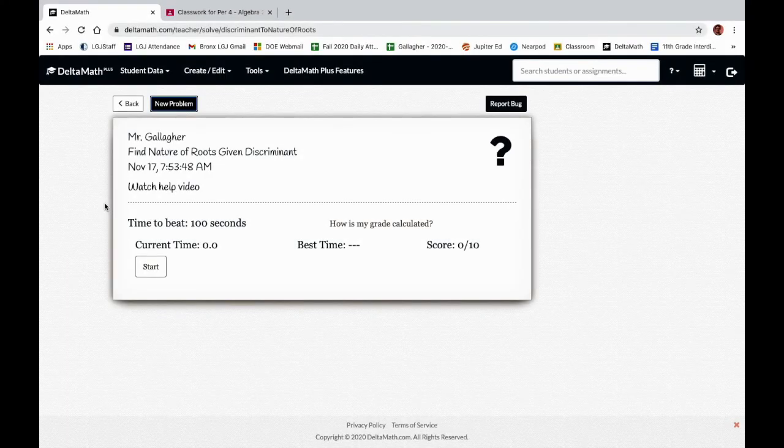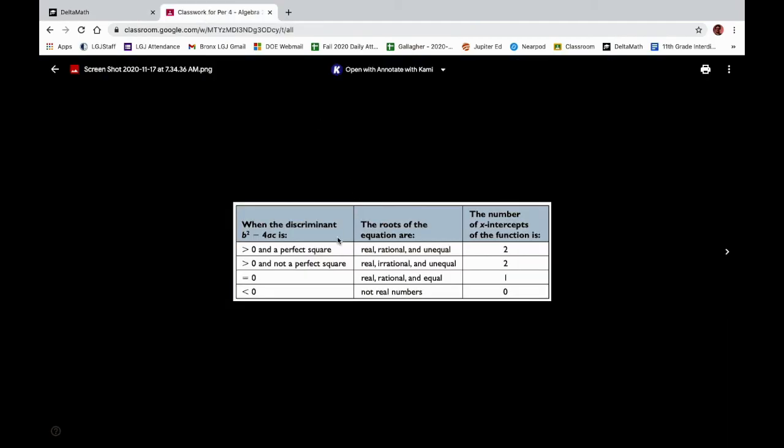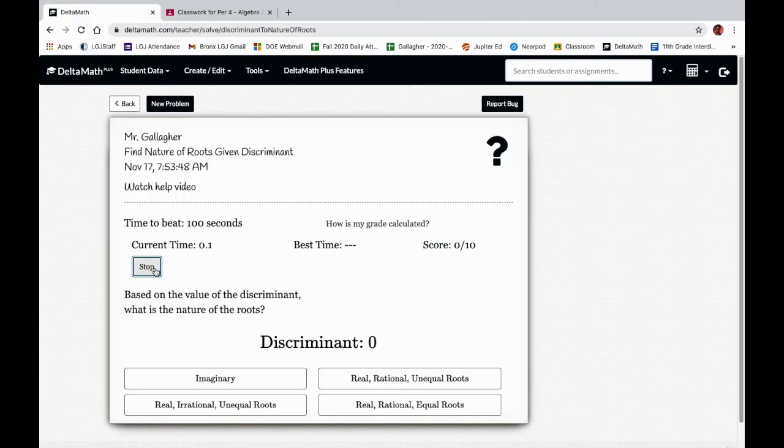So here we have our Delta Math assignment. This is another one of our timed assignments. Your time to beat is 100 seconds, and you need 10 of them right. Now I also have open in another tab this. You could also write it into your notebook. It's a really good idea. So that's what I'm going to do. I'm going to hit start.